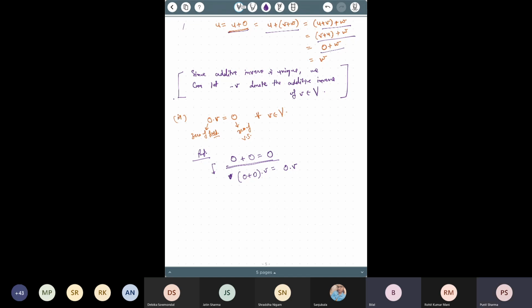So can you tell me why this step is? Sir, 0 is the identity element. The first step is fine. Second. So the problem here is that, if you look at the right hand side, you are using the fact which you are trying to prove.